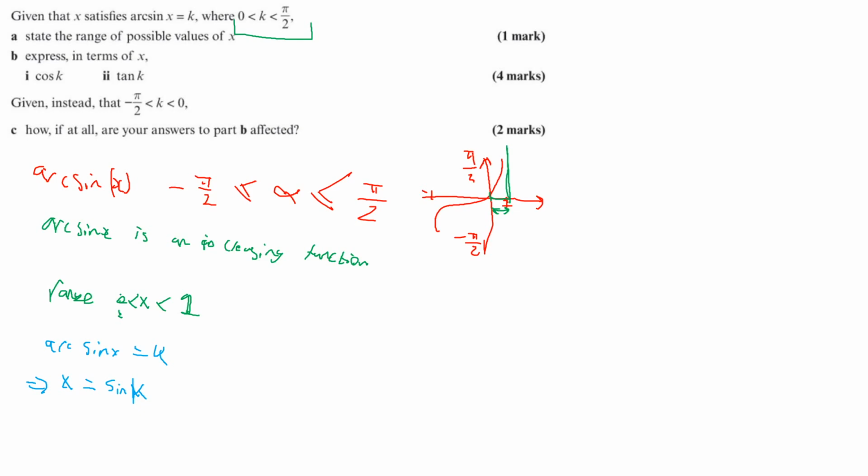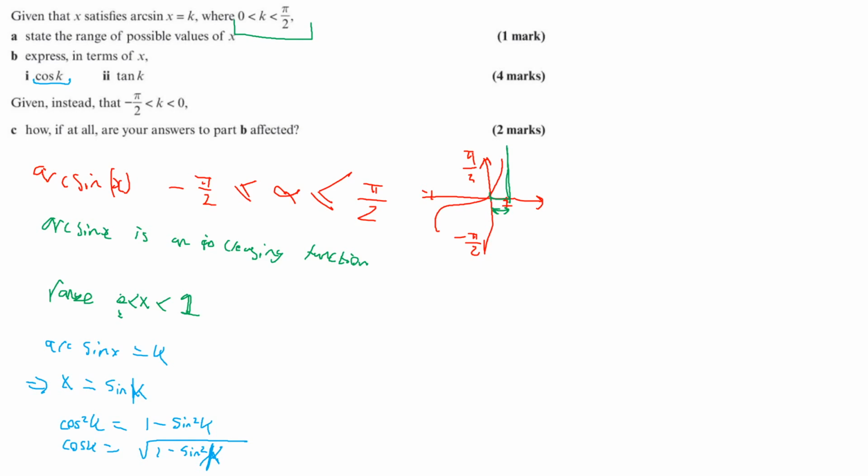That means then we can manipulate the cos equation. Cos squared k is equal to 1 minus sine squared k. So therefore cos k is equal to root 1 minus sine squared k.